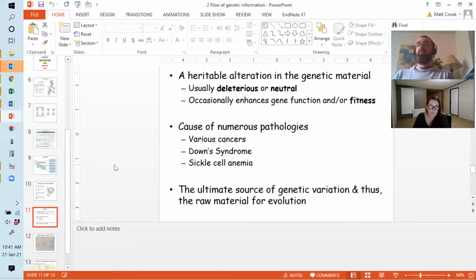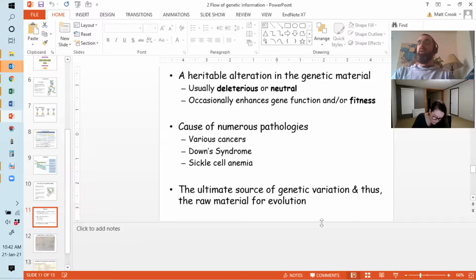Most of them will be deleterious or bad, right? They will reduce the function of the protein encoded by that gene in some way or other. For example, people that have red hair, it's typically because they have a mutation in a gene which encodes a receptor for melanocortin, which is a hormone that tells your cells to produce melanin. So they have red hair, which is kind of cool, right? But it's still a deleterious mutation, because that protein isn't functioning the way it should.